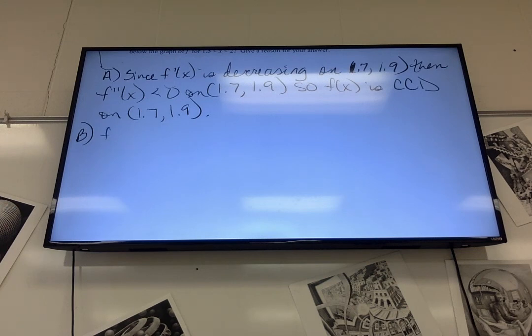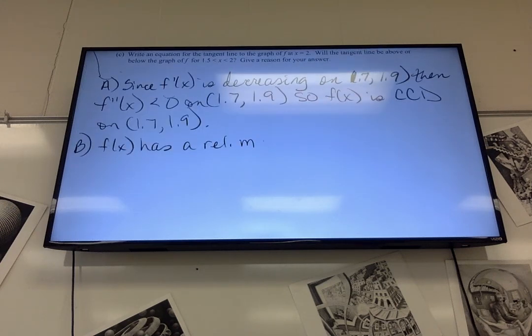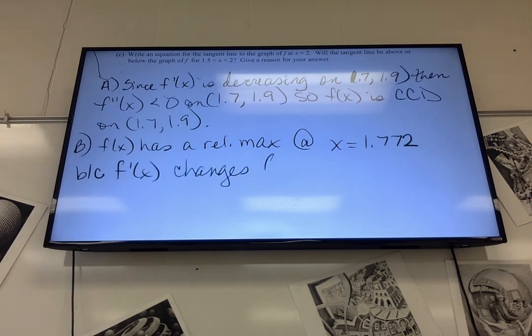So f of x has a relative max at x equals 1.772 because f prime of x changes from positive to negative. I need to work on these T's and pluses. They look the same. If you're not sure about that, write POS NEG.